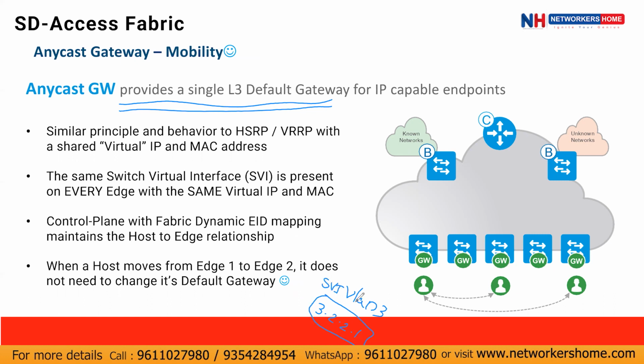That SVI would be your default gateway for all the members in VLAN 3, right? Yes. So Anycast gateway means this specific SVI is present on all the edge nodes.